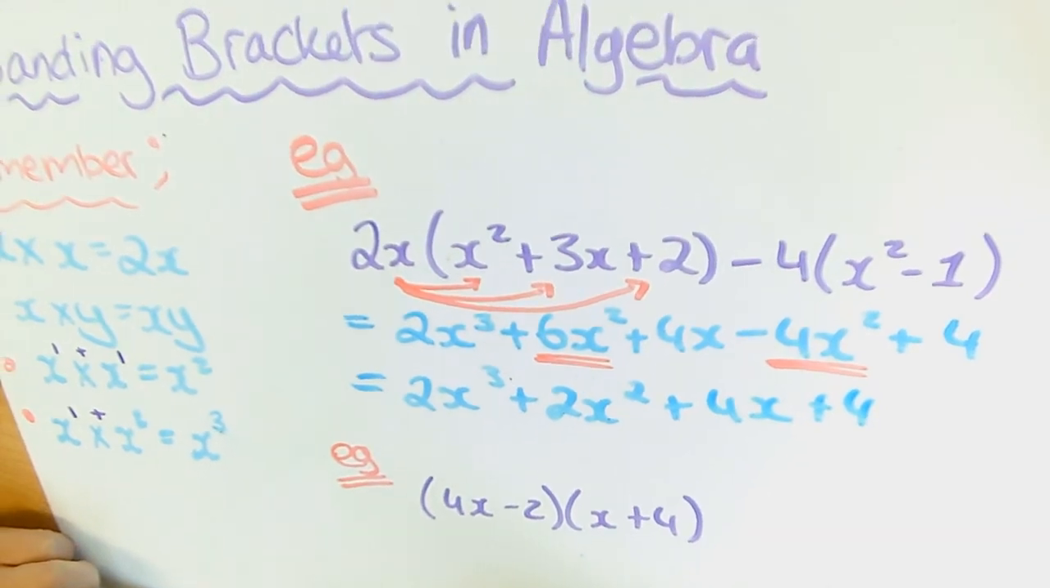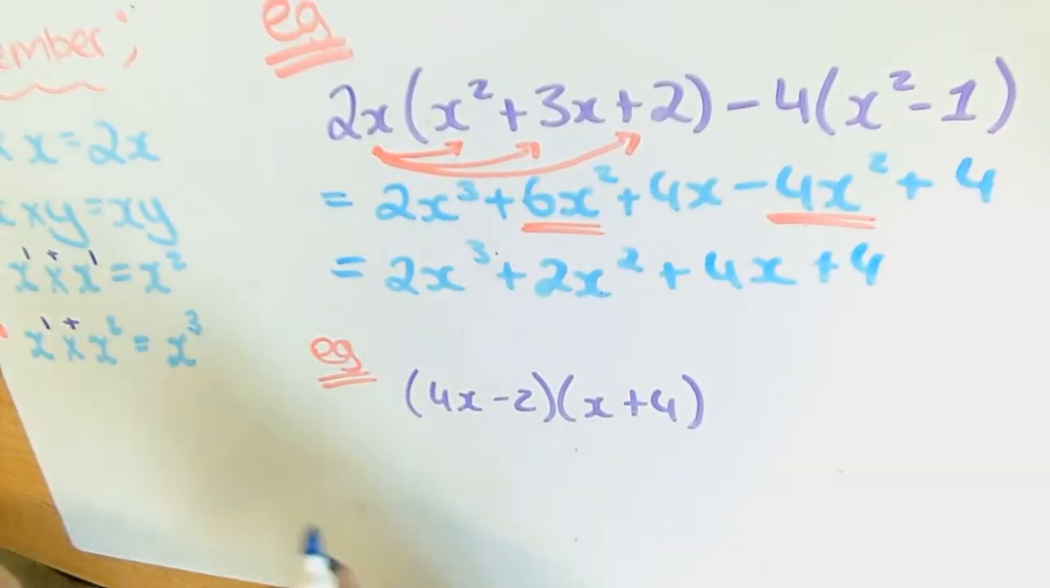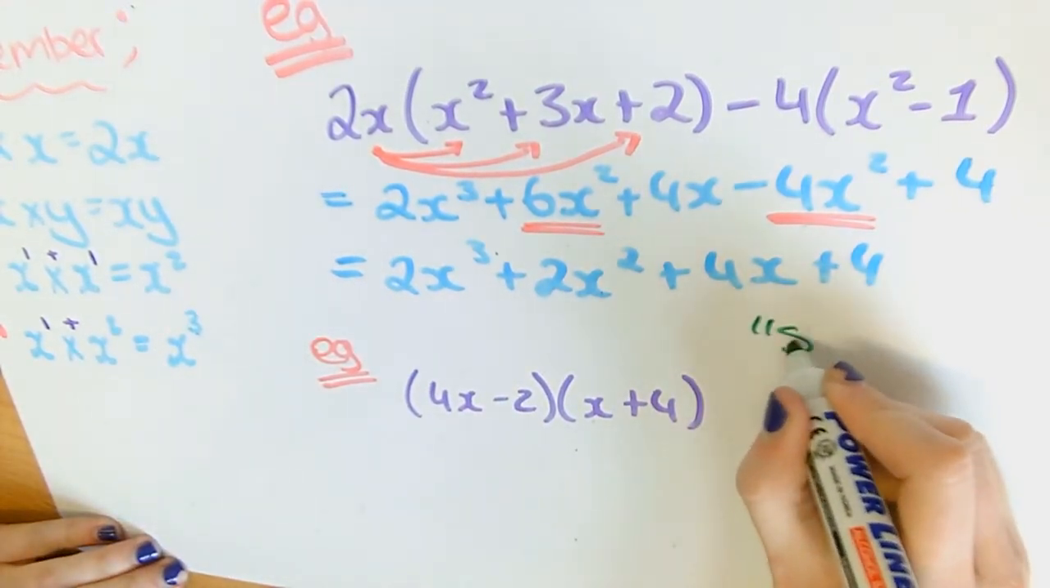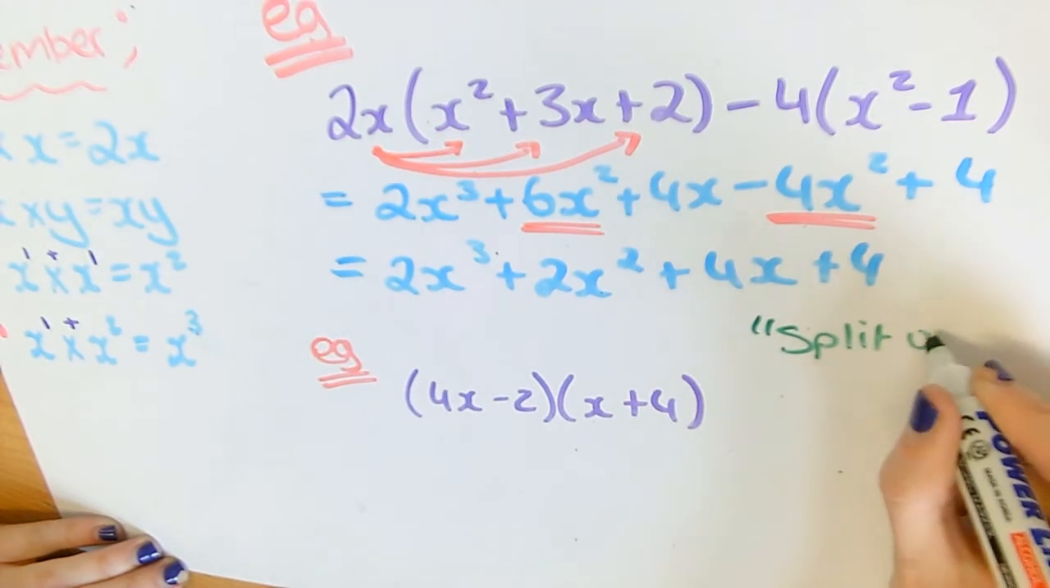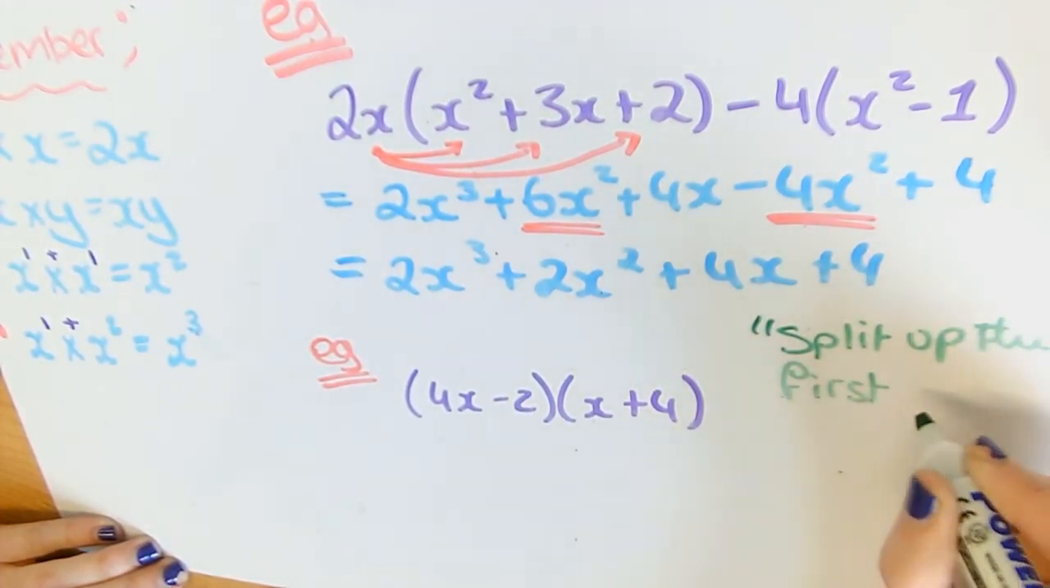Okay? Now with the example like I have here, when we have 2 sets of brackets or double brackets, we have a rule where we split up the first bracket. So you split up the first bracket and times it by the second.